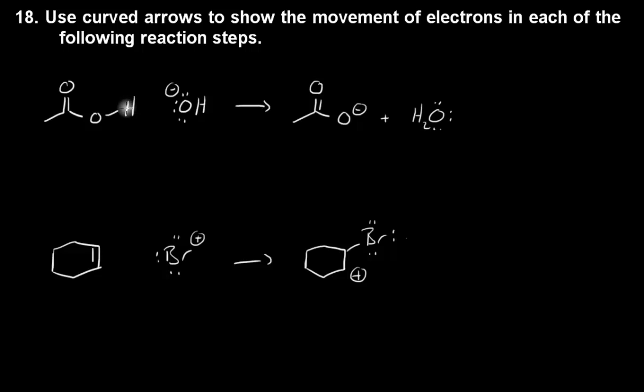Okay, so moving on to chapter 3, first question we have to do is number 18, which is actually inside the chapter, it's not at the end. This is actually a really good question. It's asking for you to show electron movement, and it says to show the electron movement by showing the curved arrow notation.